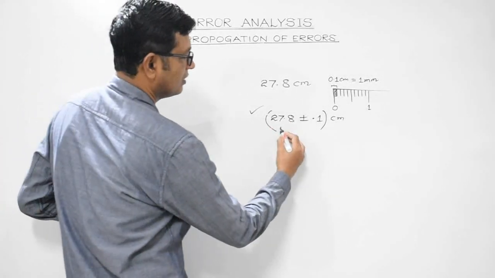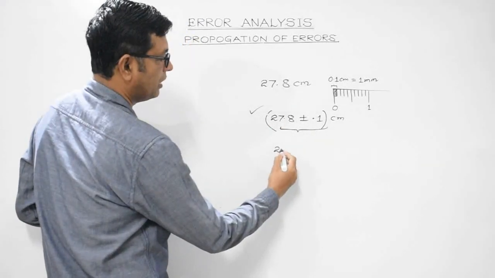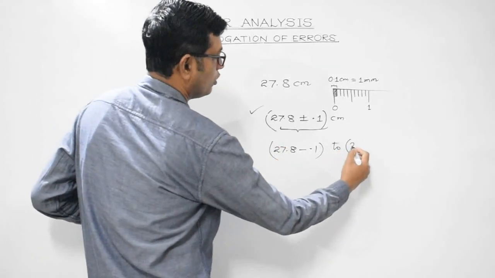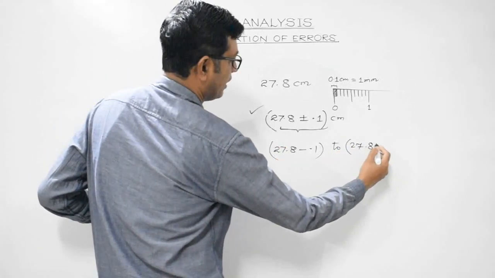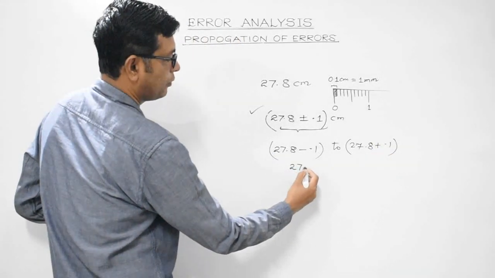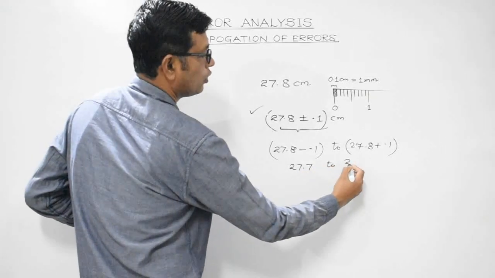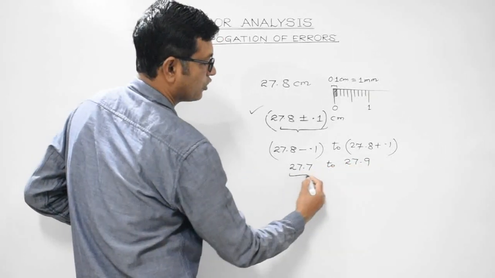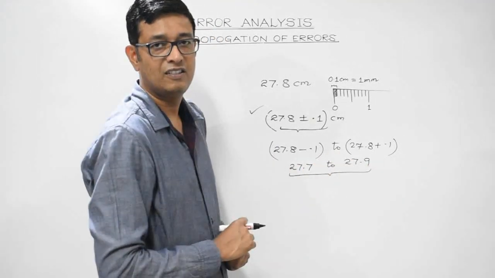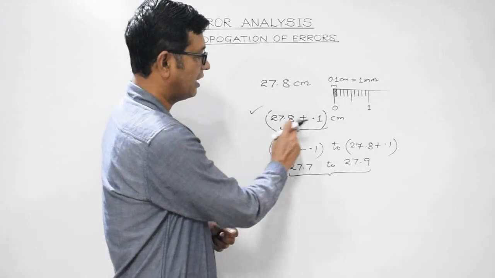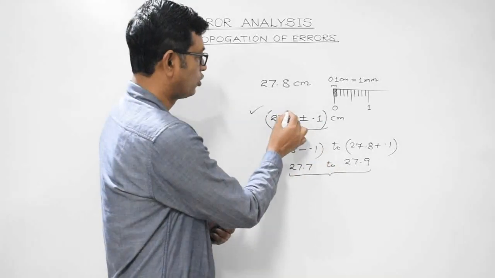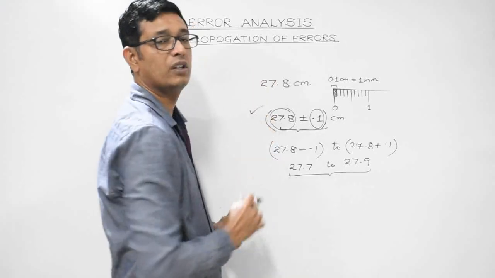What it suggests is the range of this value would be from 27.8 minus 0.1 to 27.8 plus 0.1, which is 27.7 to 27.9. This is the range where the observed value of the length can lie. Clear? So this is the correct way of representing the measured value of any physical quantity. This will be the true value and this is actually the absolute error.